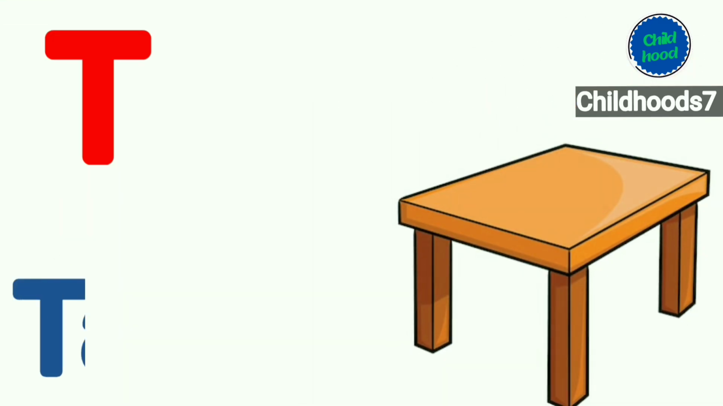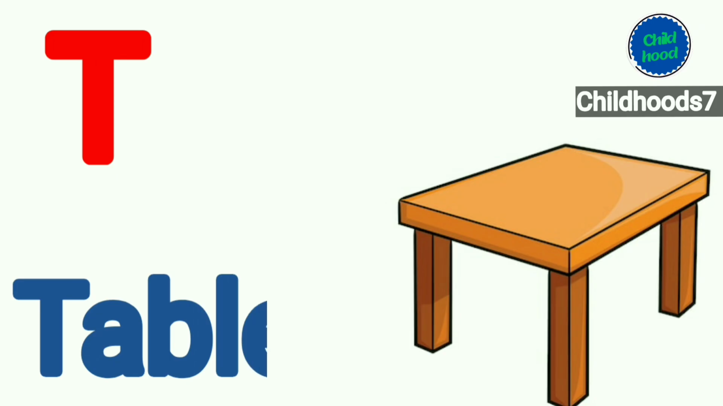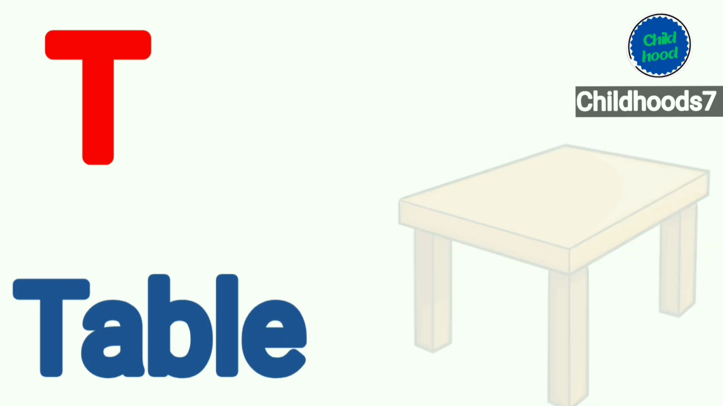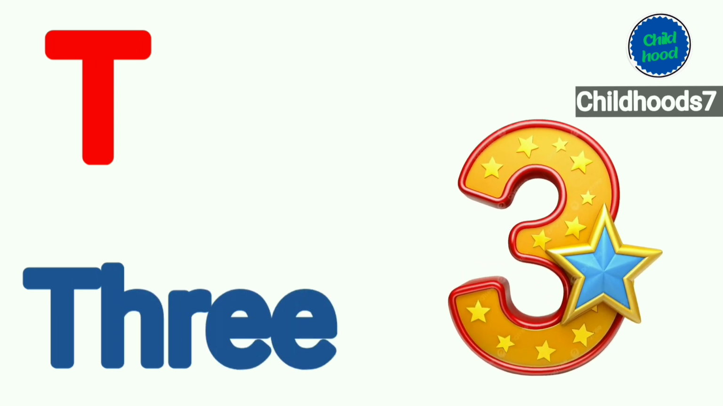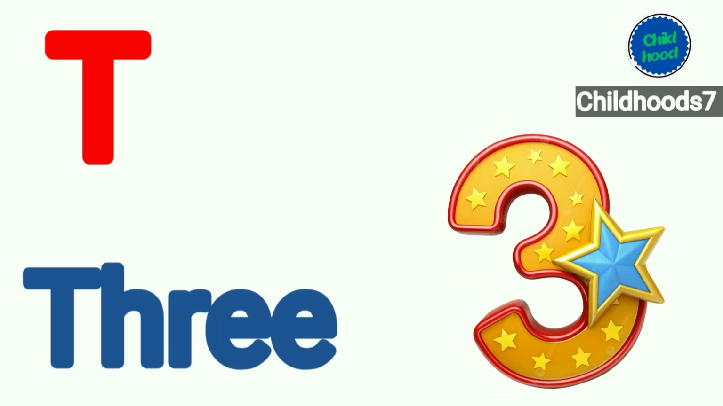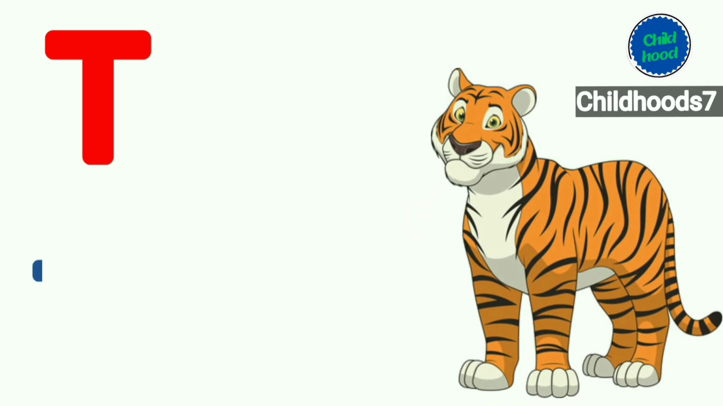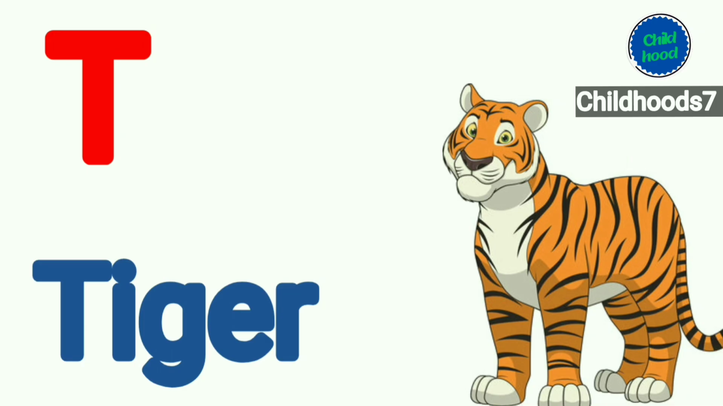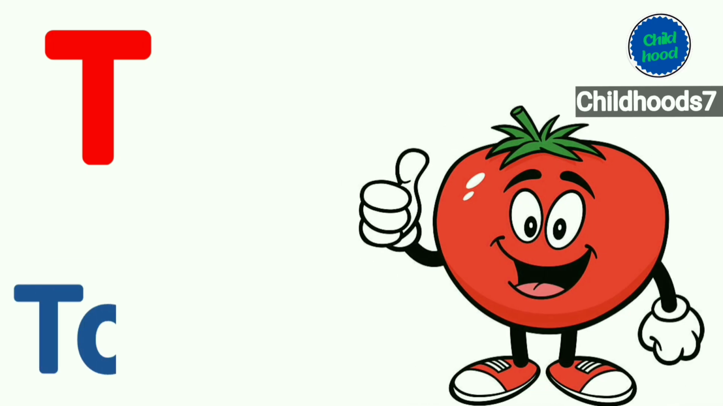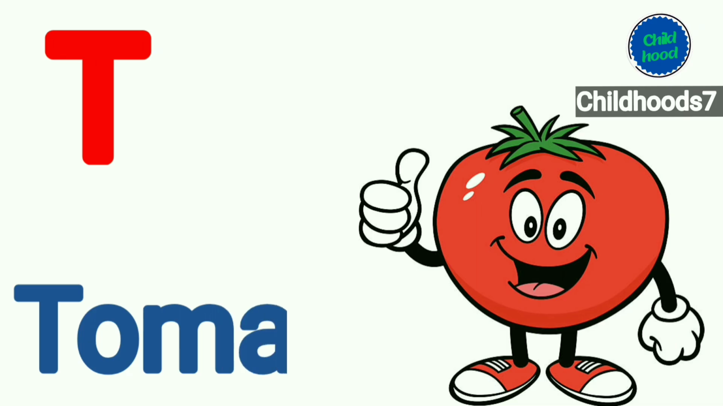T for table. T-A-B-L-E. Table. T for tree. T-R-E-E. Tree. T for tiger. T-I-G-E-R. Tiger. T for tomato. T-O-M-A-T-O. Tomato.